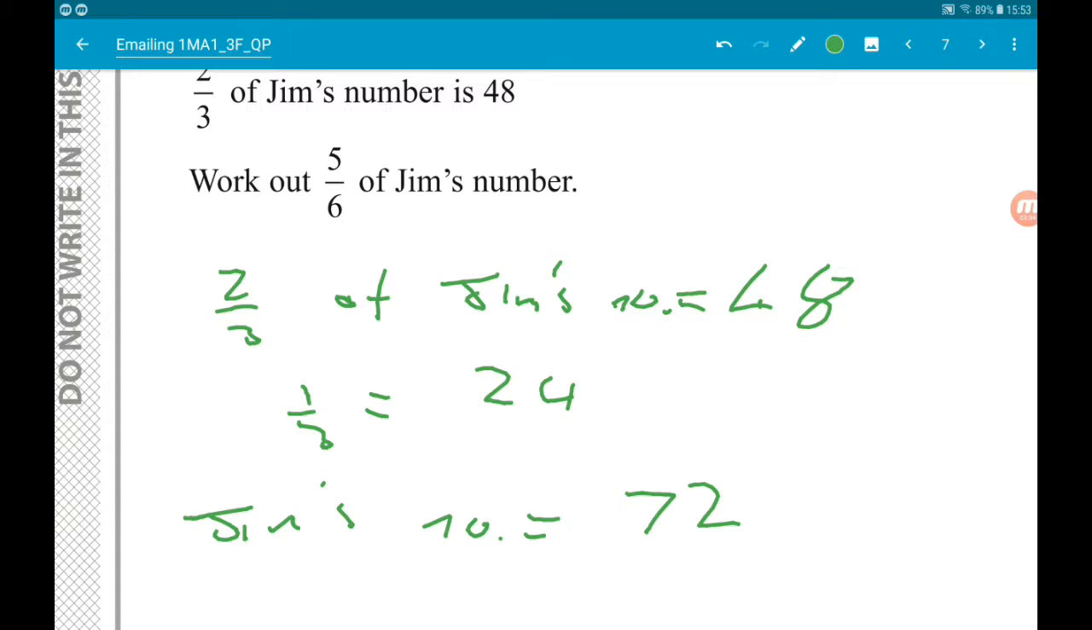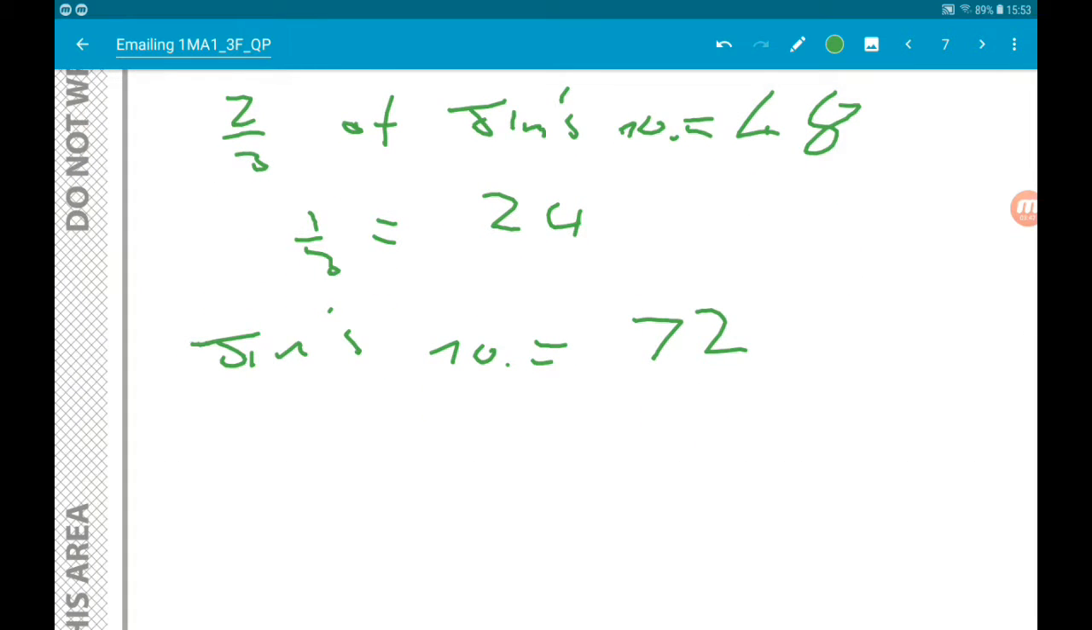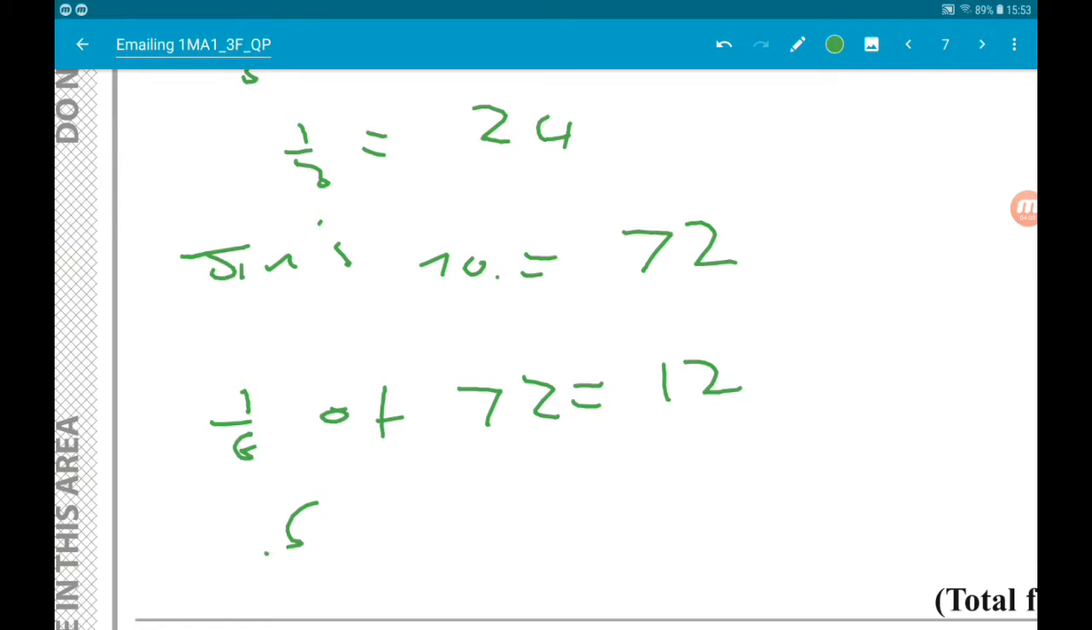Okay, then we want to work out 5/6 of that. So you can do this on your calculator. Just put in the fraction times 72. I'm going to do it now because it's good practice. So 1/6 of 72 is 72 divided by 6, which is 12. So then 5/6 is 5 times 12, which is 60.